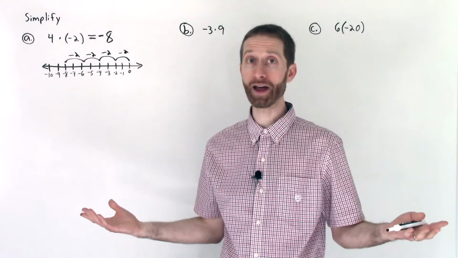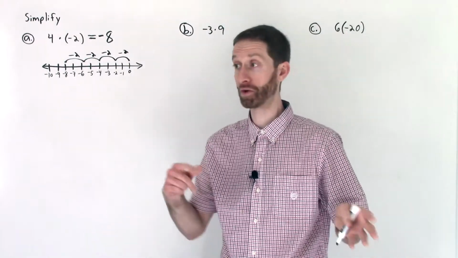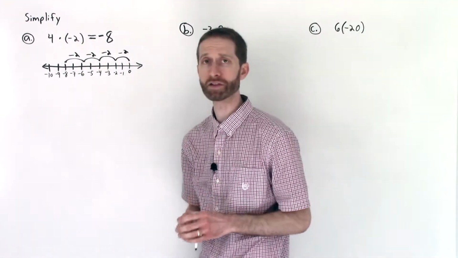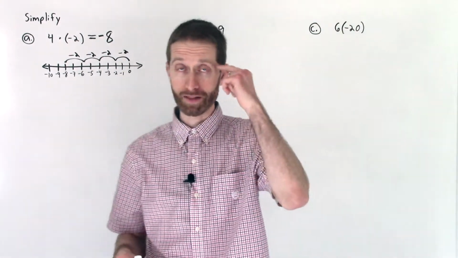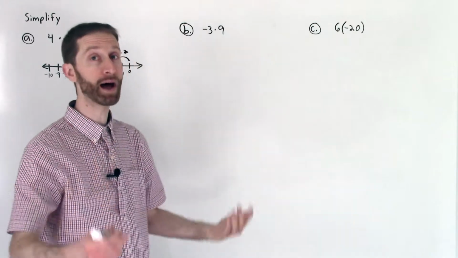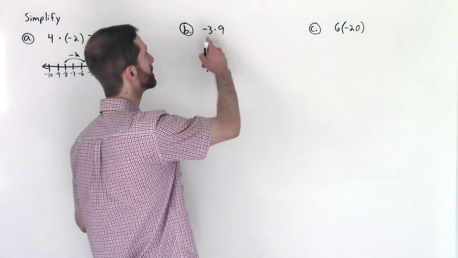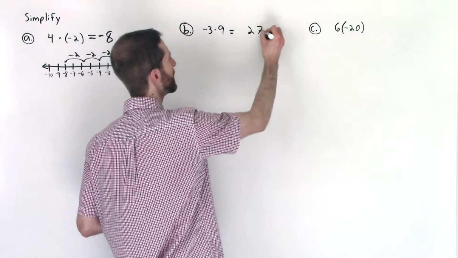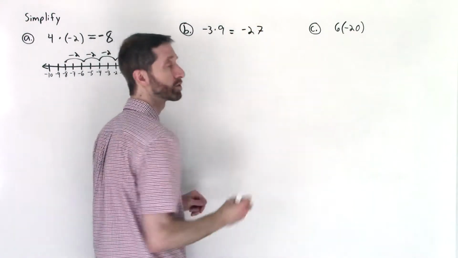So what would our answer have to be? Well, negative. We're going to the left, and we never go to the right. So a negative times a positive is a negative. Knock that one into that brain. Don't let it out. A negative times a positive is a negative. So we just do 3 times 9 here, which is 27. But since it's a negative times a positive, we get negative 27.